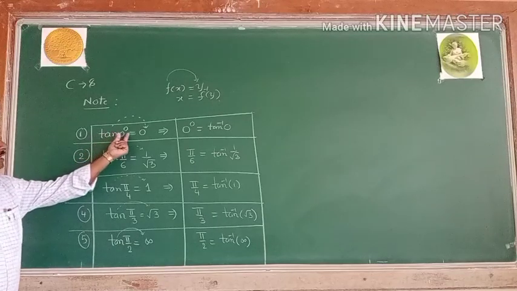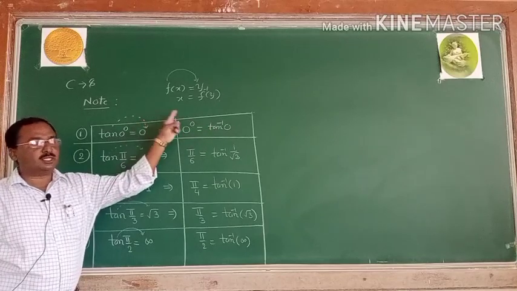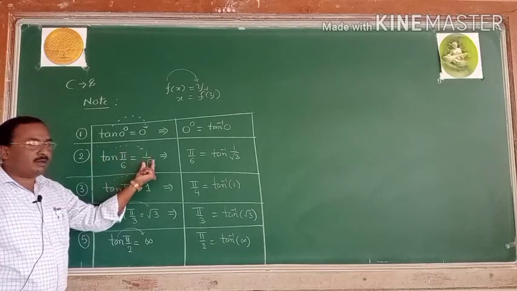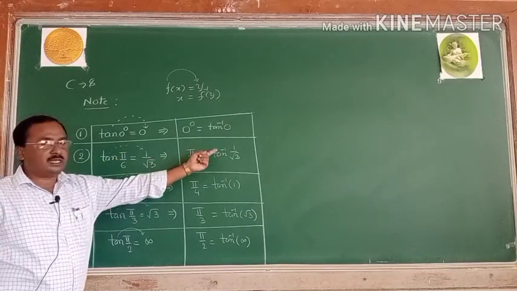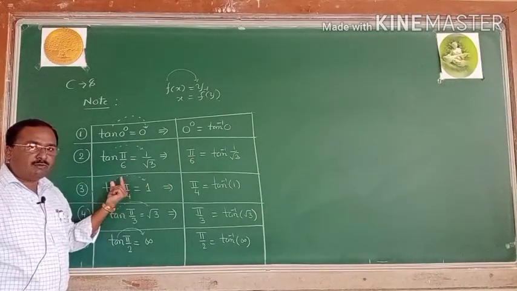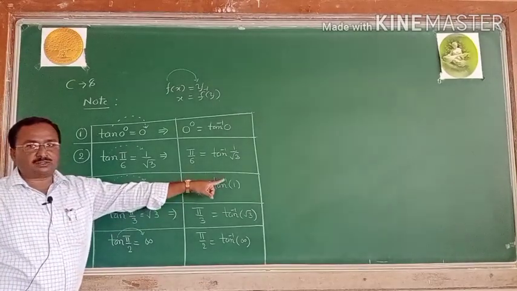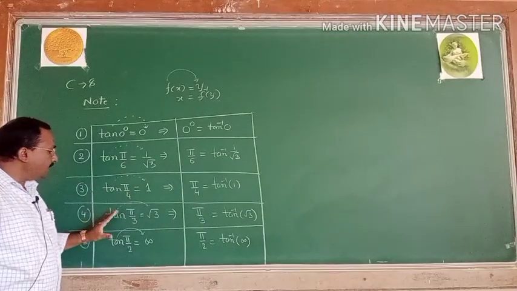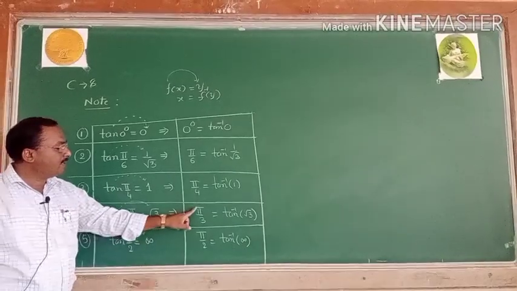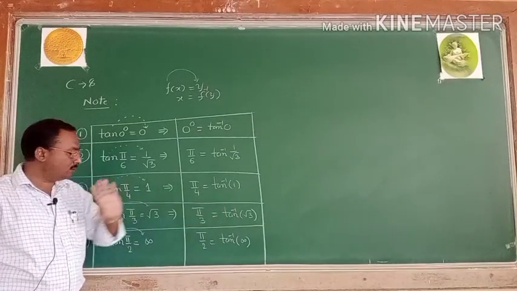Tan 0 degree is equal to 0. If tan 0 degree is equal to 0, then 0 degree is what? Tan inverse of 0, taking the function to the right side. Tan 30 degree, tan pi by 6 is equal to 1 by root 3. Pi by 6 is what? Tan inverse of 1 by root 3. Tan 45 degree is equal to what? 1. Pi by 4 means 45 degree. Taking tan to the right side, pi by 4 is tan inverse of 1. Tan 60 degree, tan pi by 3 means tan 60 degree, value is what? Root 3. Pi by 3 is tan inverse of root 3.